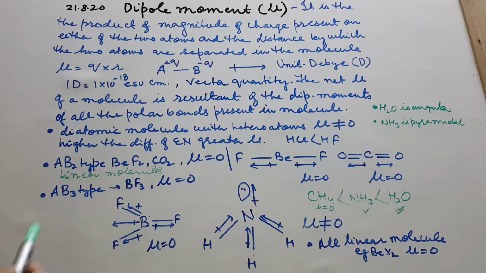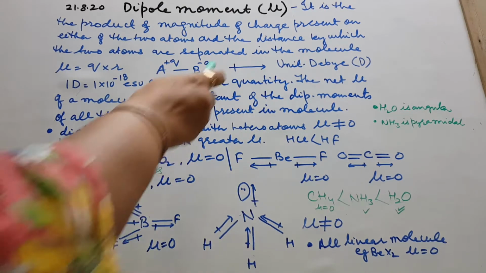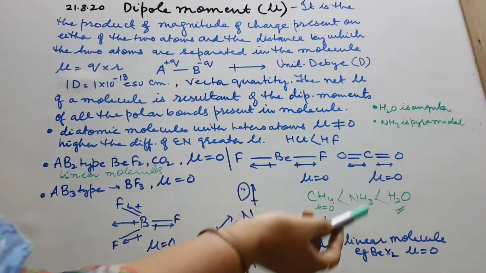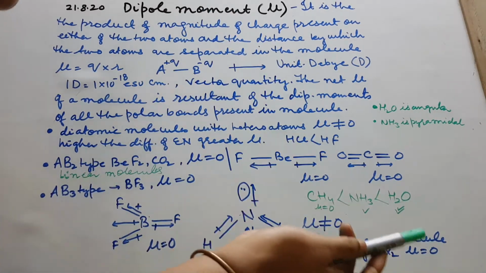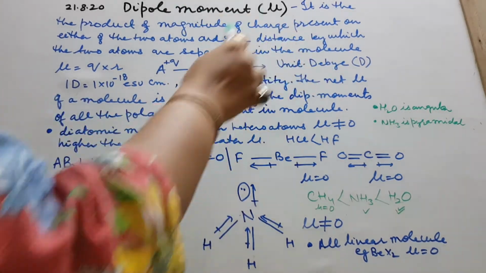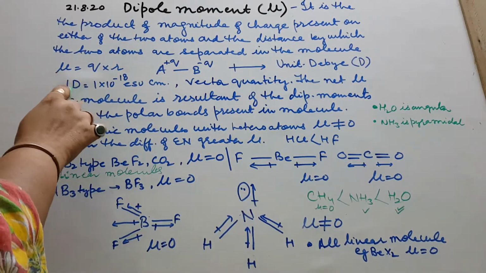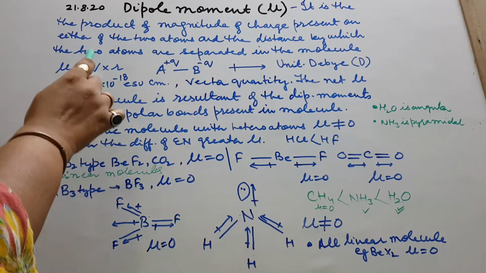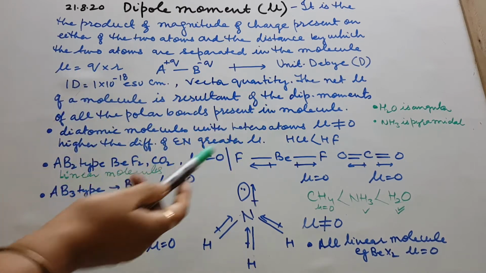It is shown by an arrow with a cut here, with a plus sign here, which points from positive to negative, or say which points from less electronegative atom towards more electronegative atom, or relatively electropositive atom towards relatively electronegative atom. Its unit is debye, shown by D. So 1 debye is equal to 1 into 10 to the power minus 18 ESU centimeter. You just have an idea about it.